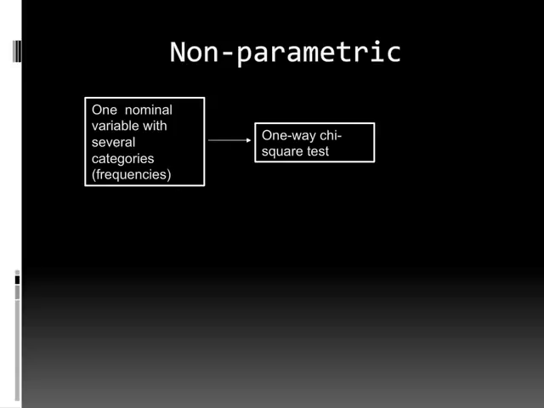The chi-square test evaluates whether the observed frequencies in each category of a variable are different from what would be expected on the basis of chance or some known source of information. If you have one nominal variable with several categories, it is appropriate to run a one-way chi-square test.